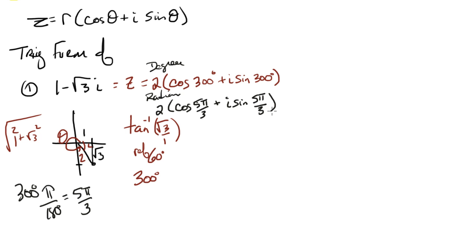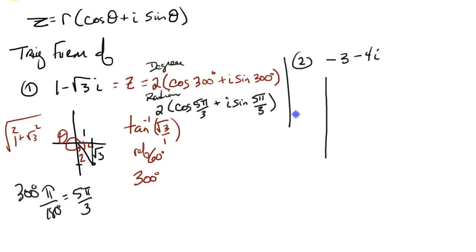Well, those numbers worked out nice. So let's try another problem. Question 2. It's negative 3 minus 4i, and same question, same type. Convert to trig form.